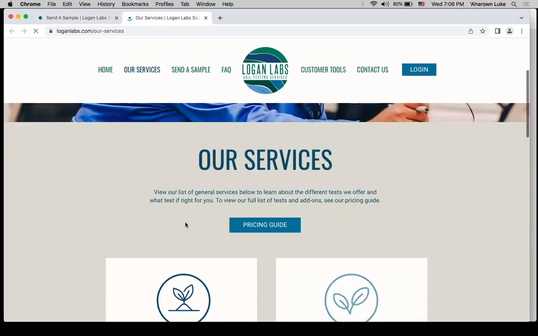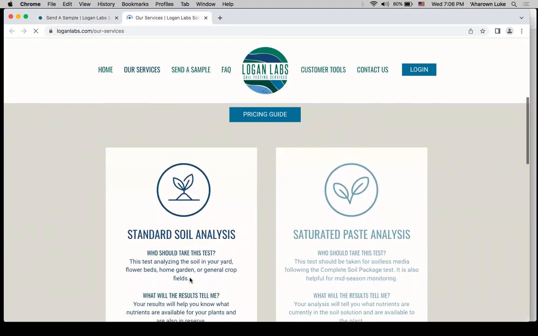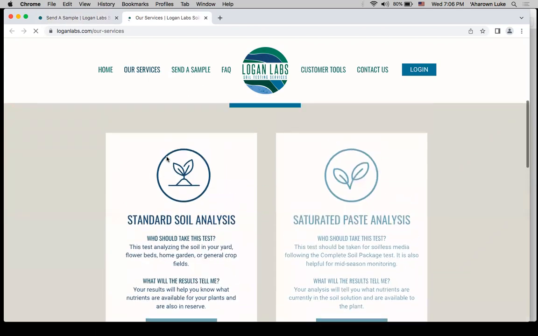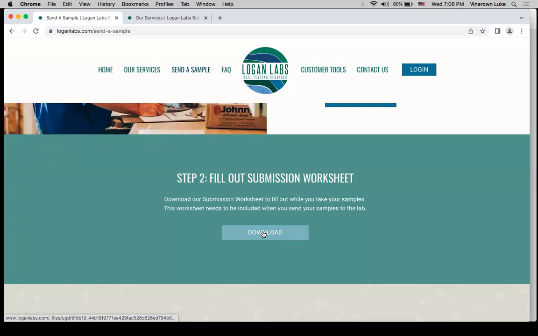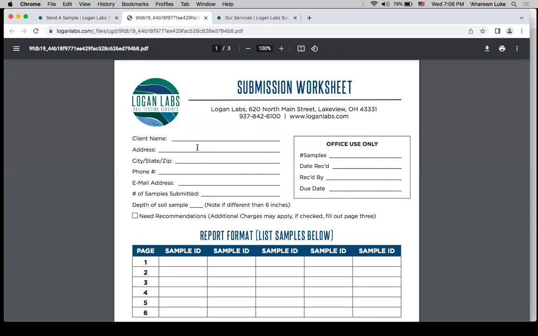It's choosing your test. You're going to want a standard soil analysis report. And then step two is filling out their worksheet. I think I mentioned this before, but you are going to want to have one sample for each type of soil you have. So if your garden's homogeneous, maybe you just have one sample.